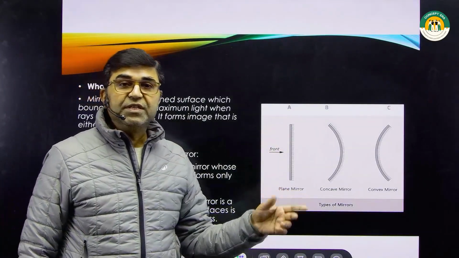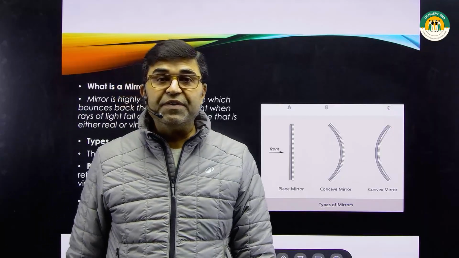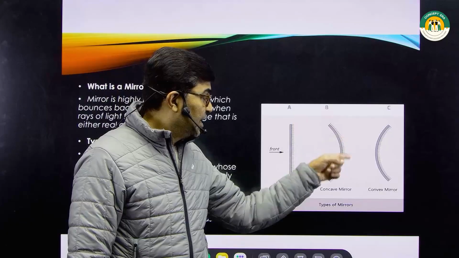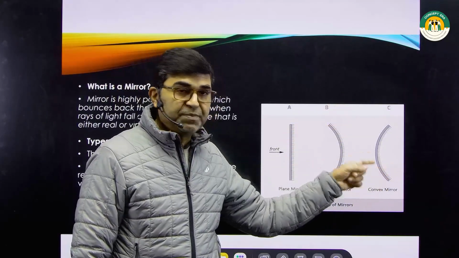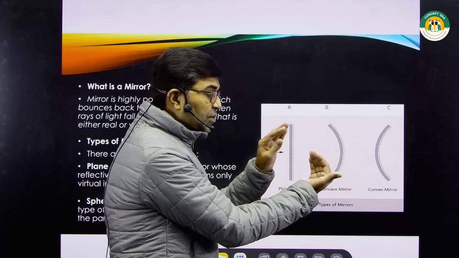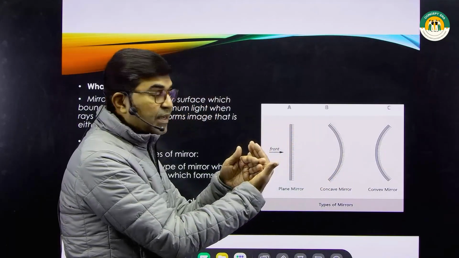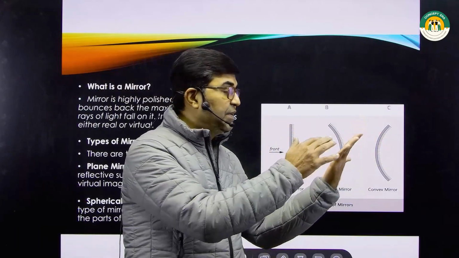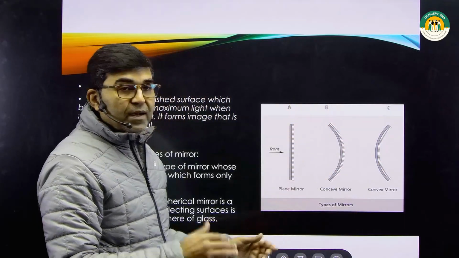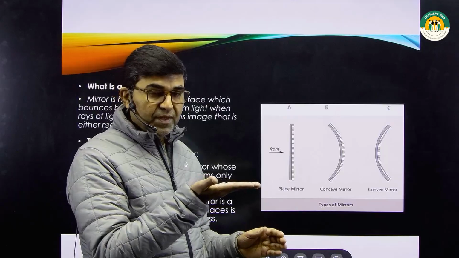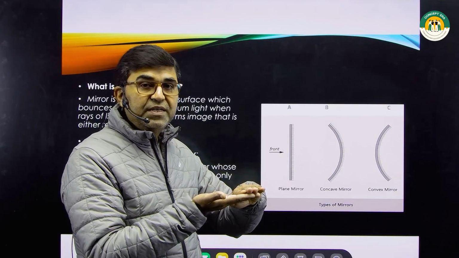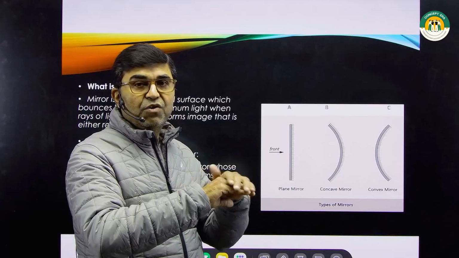The mirror which we use in everyday life is a plane mirror, but there are two other mirrors, a concave mirror and a convex mirror. A concave mirror is one in which the reflecting surface is on the concave side, on the inside, and a convex mirror is one in which the reflecting surface is on the outside. Take the case of a spoon. Where we put the food, that is the concave side, and the reverse is the convex side.